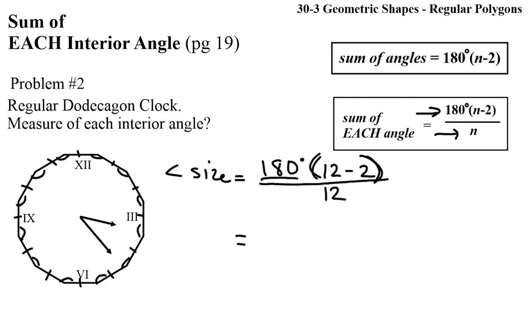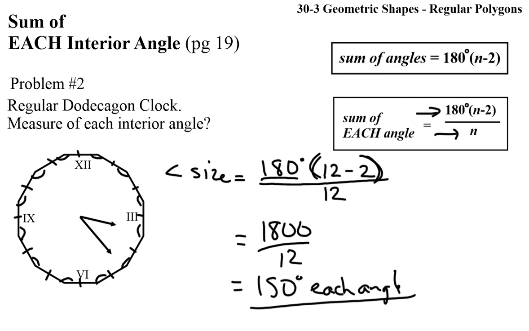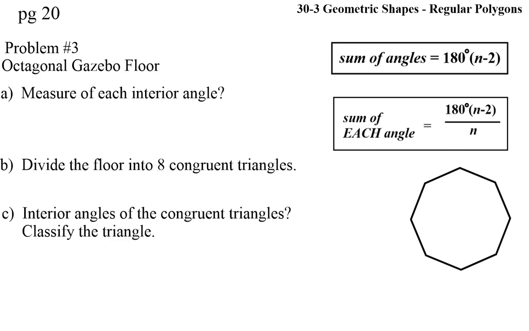180 times (12 minus 2), which is 10, is 1,800. Divide that by 12, and we get 150 degrees as the size of each angle in a dodecagon. That's a 150 degree angle, and so on. Not a difficult calculation if you're attentive to it.